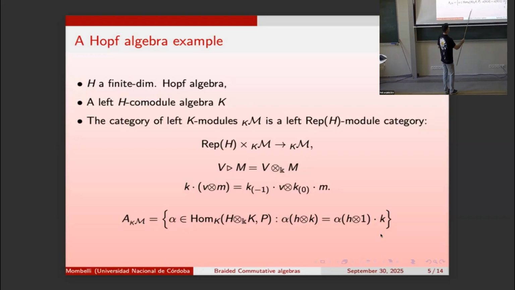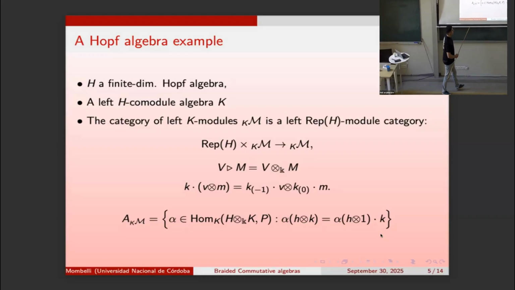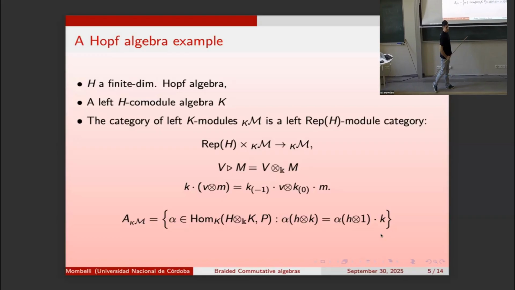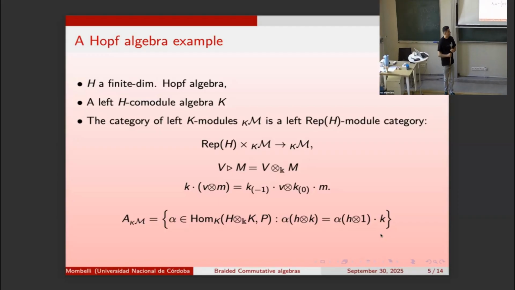Sorry, it's K. This is K. Oh, it's not P, so it's H. BK. It's B equals K. I'm sorry, by your left H comodule algebra, you just require that it's some algebra in the category of the representations of H, which happens to be a left H comodule with no compatibility. No, K is, yes, as you say, an algebra in the category of comodules of H.